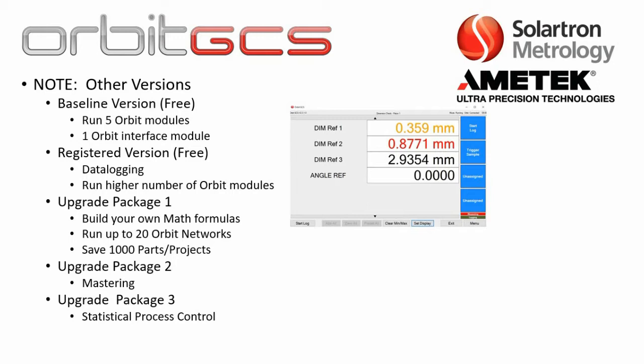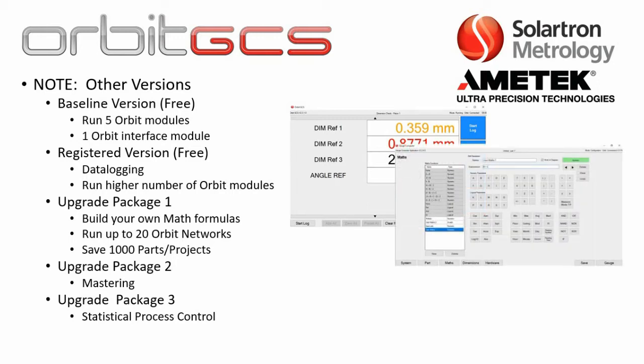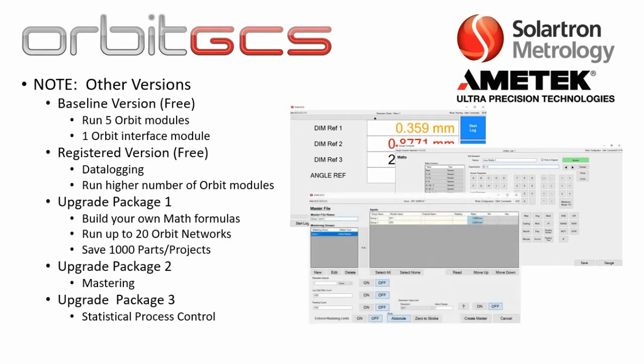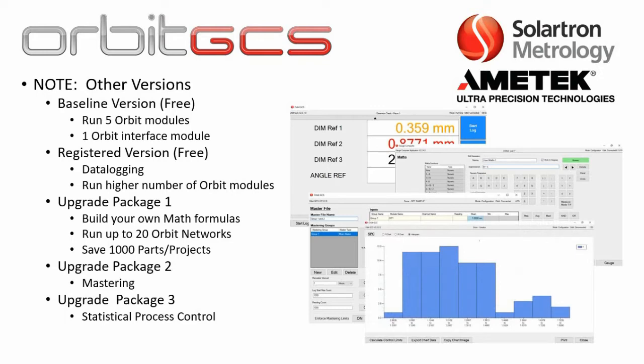We also have Upgrade Package 1. This is where you can build your own math formulas, as well as run up to 20 Orbit networks and save up to 1,000 parts and projects. Then there's Upgrade Package 2, which is the mastering package, and this is something you can use to basically track the quality of a gauge over time. Then you have Upgrade Package 3, which is Statistical Process Control.